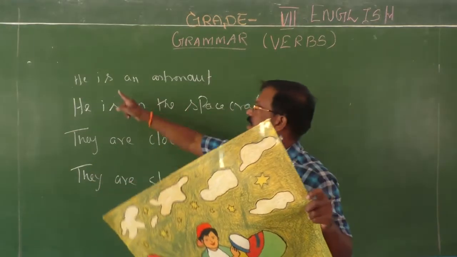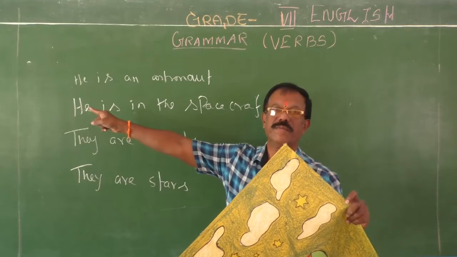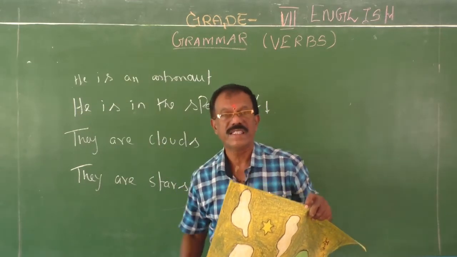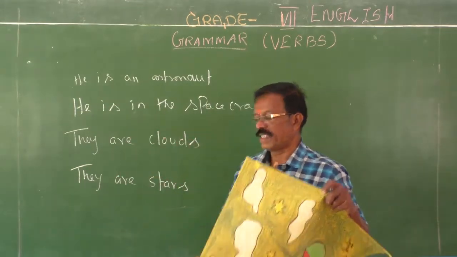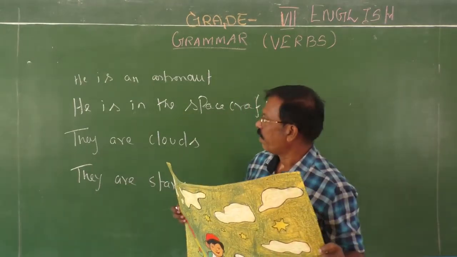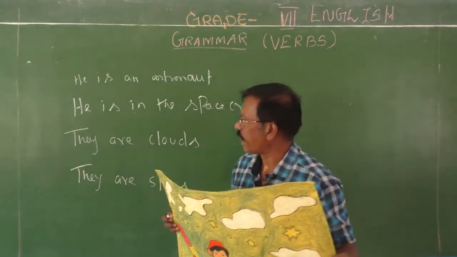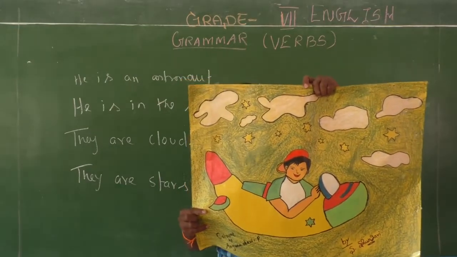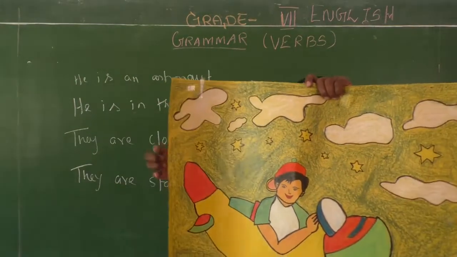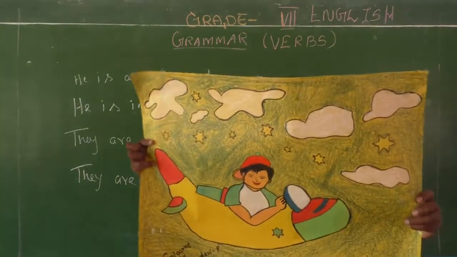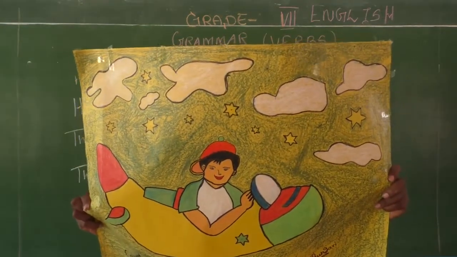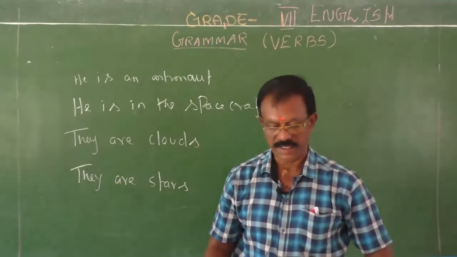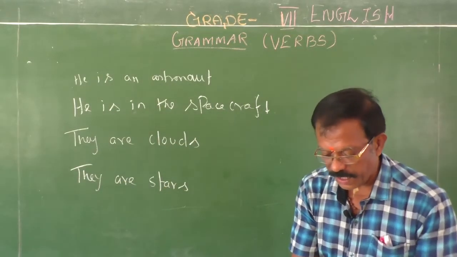See, is is a verb. So here it acts as a main verb. It does not show any action, but it shows the position of the subject. Where is he? What is he? He is in the spacecraft. What are those? They are clouds. And another thing which you can see, the shining, twinkling objects, that's stars. So this picture shows the position. He is an astronaut, he is in the spacecraft, they are clouds, they are in the space, they are stars. The spacecraft is also in the sky. Okay, nice. In this way, you can frame many sentences.